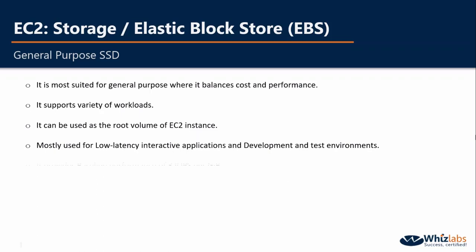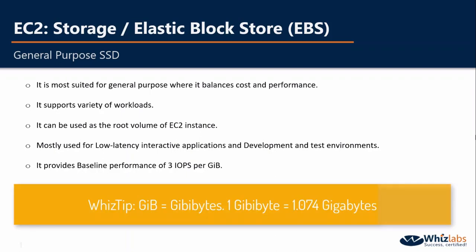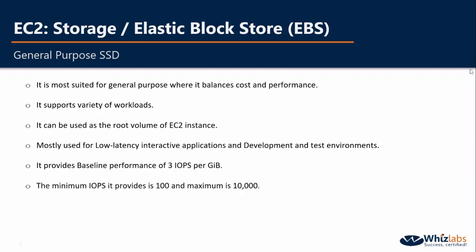It is important to remember that it provides baseline performance of 3 IOPS per GB. Note that this is gibibyte, not gigabyte. 1 gibibyte is closely equal to 1.074 gigabytes. The minimum IOPS it provides is 100 and maximum is 10,000.